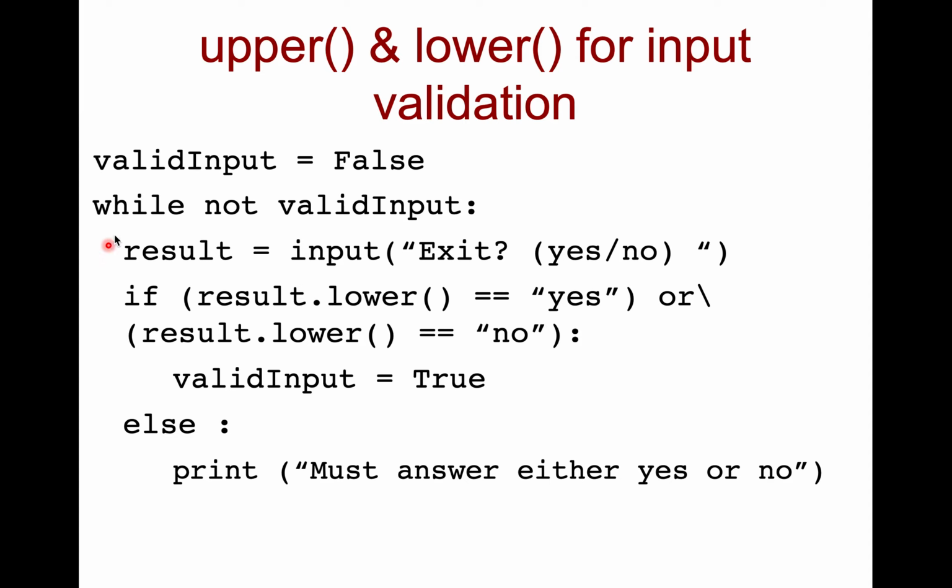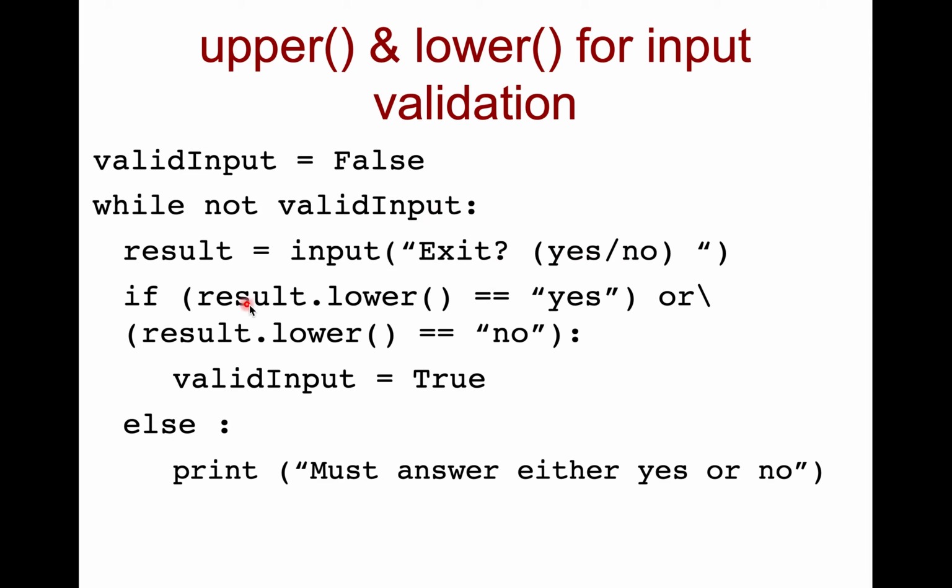Here's an example. I have a variable called valid input. I set it to be false. I have a loop. It says while not valid input. In other words, while it's not the case that valid input is true, that is the case right now because valid input is false. So while it's not the case that valid input is true, prompt the user whether they want to exit, tell them they should enter yes or no. Whatever they enter will be stored in result.